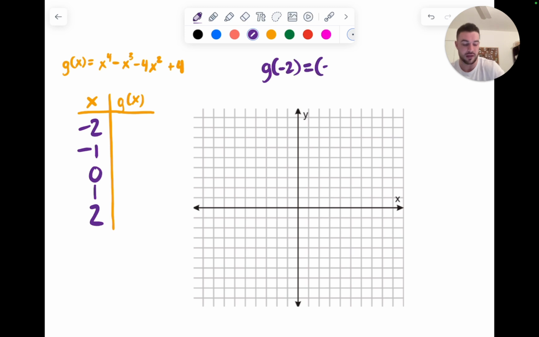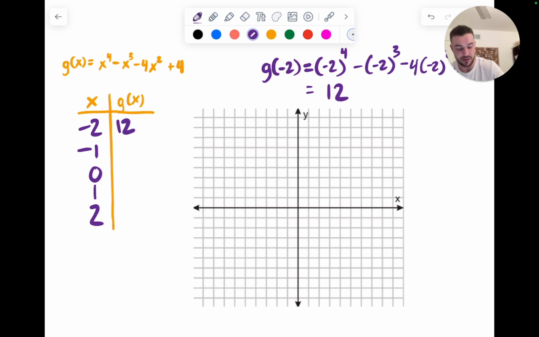And then I need to evaluate my function at each of those values. So that means I am going to plug in -2 for each of my x values. When I do that, I get out 12. And unfortunately for us, that is off of our graph here. So that's going to be, let's see, 1, 2, 3, 4, 5, 6, 7, 8, 9, 10, 11, 12, something all the way up there.